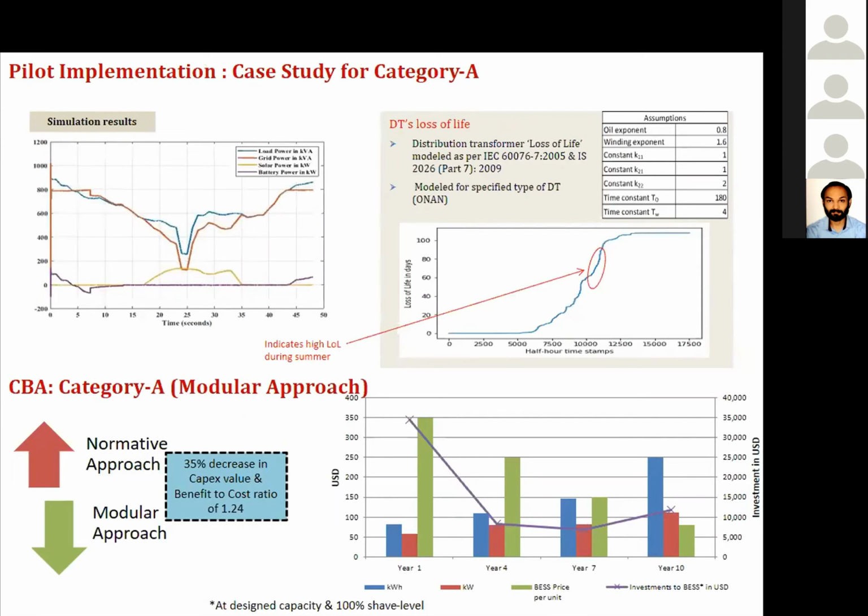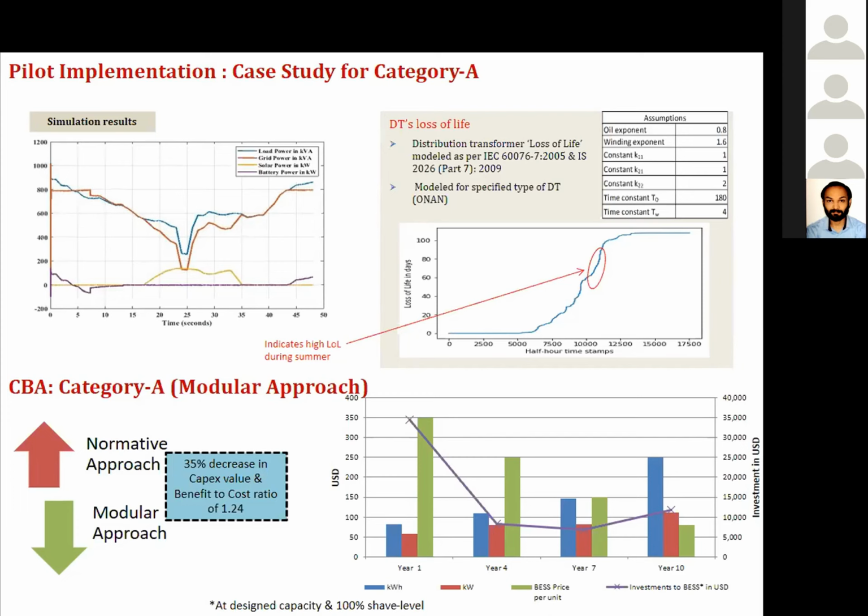These are the simulation results for category A. Here we can see the distribution transformer loss of life is modeled as per the IEC standard, and the red line circle indicates the high loss of life of the distribution transformer during the summer months. And on the left hand side, the simulation result shows the charging and discharging curve of the battery, load power, grid power, and the solar generation.